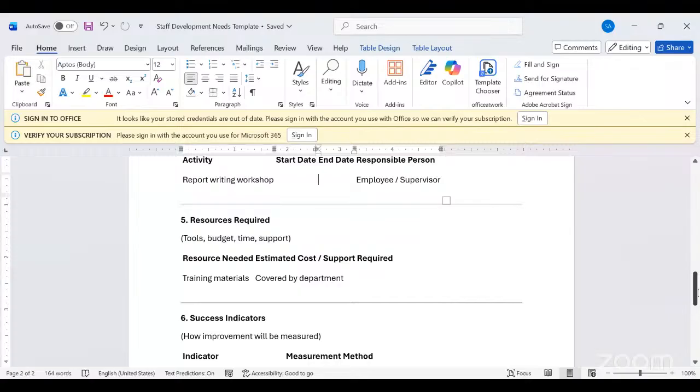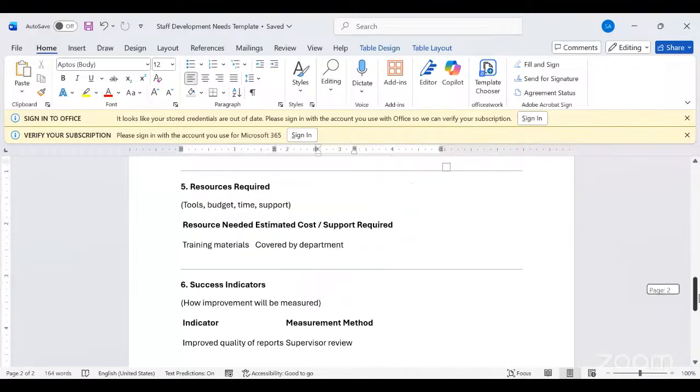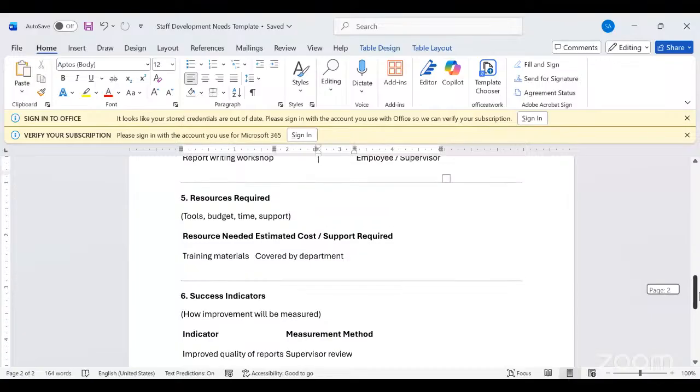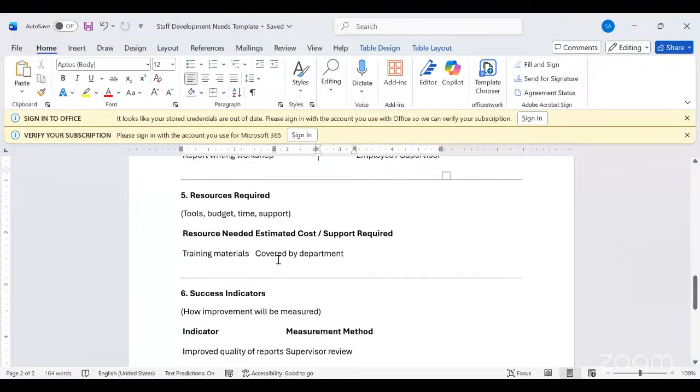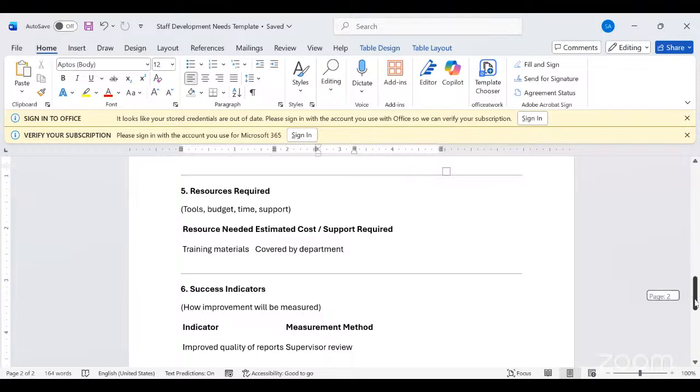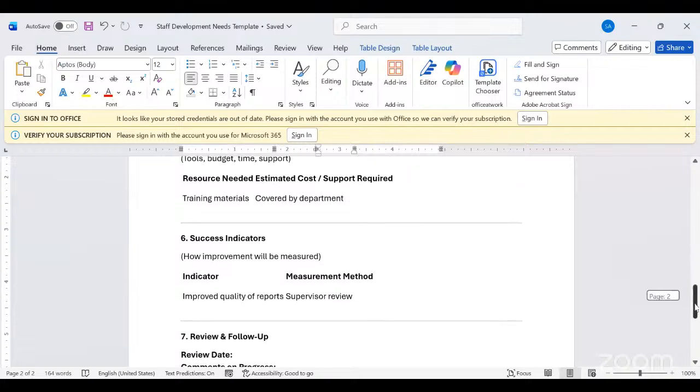And then the resources required. What resources are required to enable that training to take place? Training materials are required. Who is going to provide those resources? In this case, it is going to be covered by the department. The department will provide that.